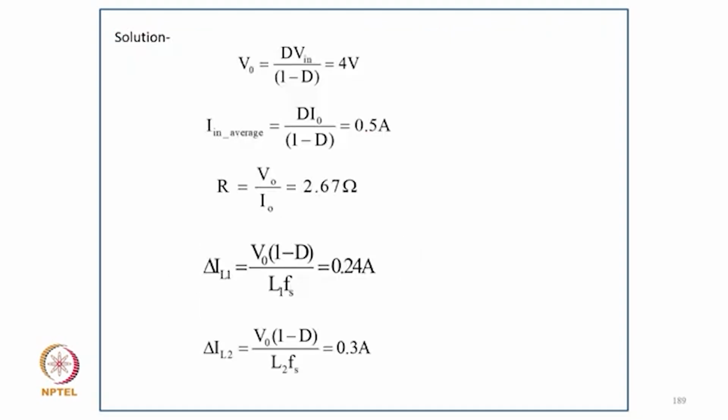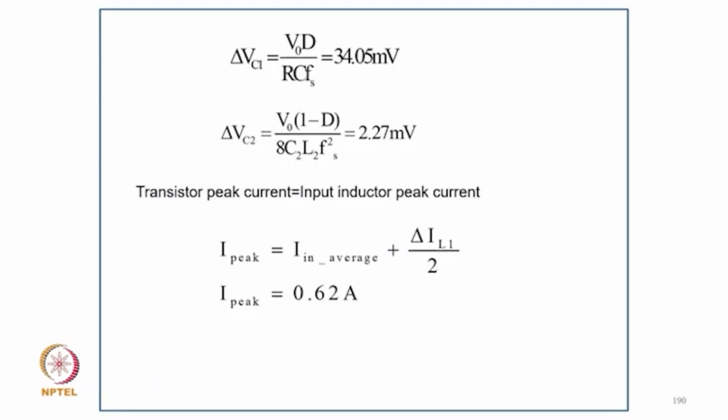So this is the given circuit, and coming to VO equal to D upon (Vin minus D), that comes to 4 volt. I in average is D IO upon (1 minus D), that comes 0.5, and R equal to the load equal to VO by IO, that is 2.67. Delta IL1 equals VO (1 minus D) upon L1 F, equal to 0.24, and delta IL2 is VO (1 minus D) upon L2 F, that is 0.3. So delta VC1 equals VO D upon R C F, that is 34.05 millivolt, and delta VC2 equals VO (1 minus D) upon 8 C2 L2 F square, that is 2.27 millivolt. Transistor peak current, I peak equals I in average plus delta I2, and that is 0.62 ampere.